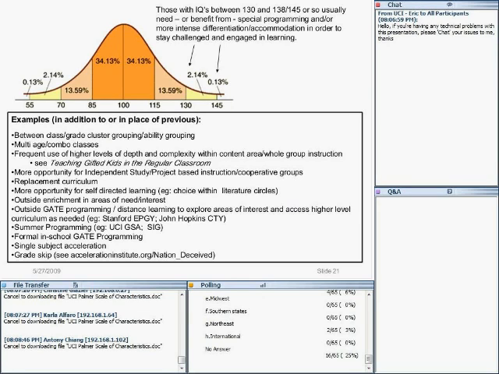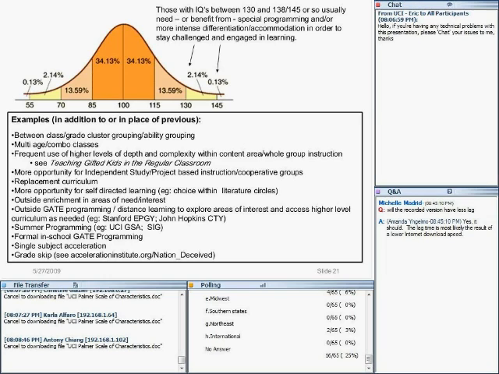Multi-age combo classes are often good for these kids because they can work at the higher level of curriculum with older peers. Between class or grade cluster grouping, if you have ability grouping in math or reading, for example, and you have kids that are way outside the norm, you can sometimes ability group them in a grade or two above. They go to a different class for those areas.